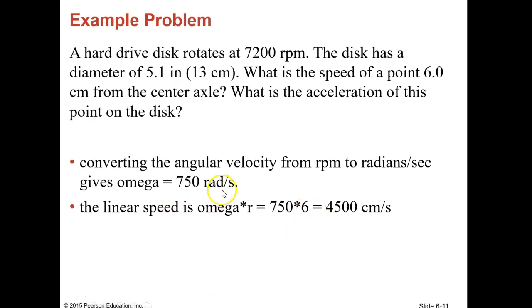To find the tangential speed, you take your angular speed times your radius, to get a linear speed at that point of 4,500 centimeters per second. Now, that's at the 6 centimeter point. If you go in or out, you change your linear speed. So rotational speed is constant, while linear speed changes on circular objects.